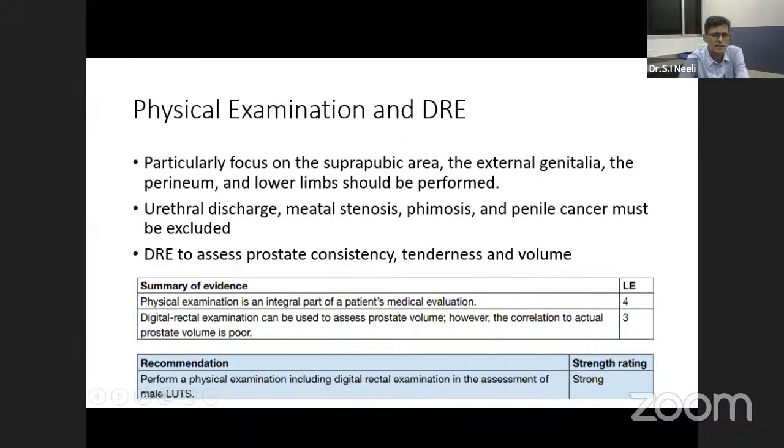So a distal rectal examination is to assess the prostate, basically to look at the consistency, the tenderness, the volume of the prostate, which can be roughly assessed by distal rectal examination. Also, at the same time, the anal tone and the perianal sensations can be assessed. According to the EAU, the physical examination has been strongly recommended.